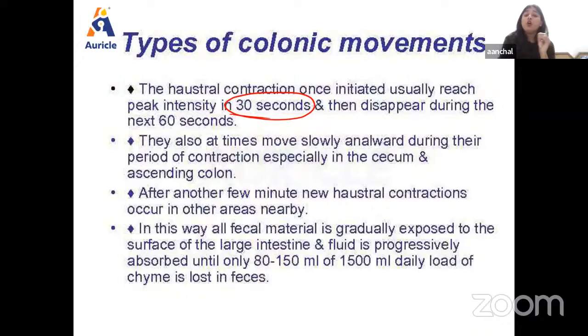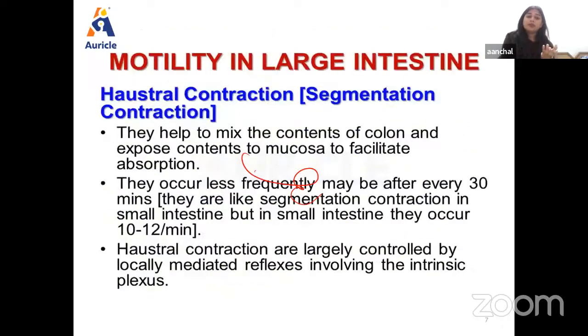So in this way, all the fecal material is gradually exposed to the surface of the large intestine, and juice and fluid are progressively absorbed until only 80 to 150 ml of the 1500 ml daily load of chyme is lost in feces, right? So I hope all the students are clear about this movement. So again, the brief summary is there.